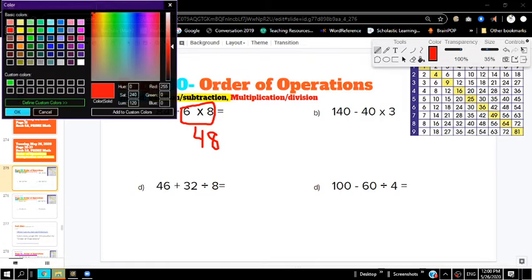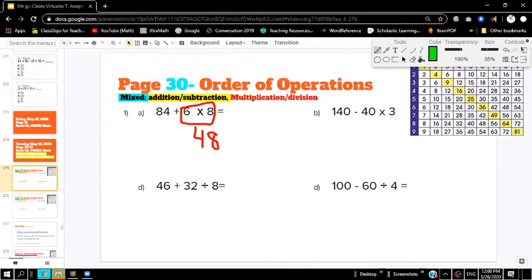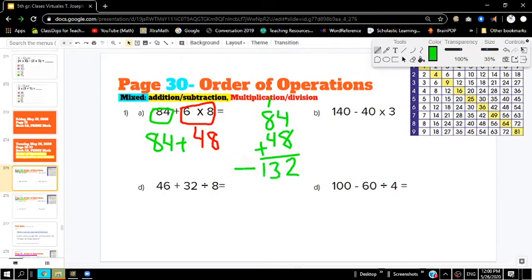And we're just going to add the next number, which is 84. So 84 plus 48 is going to be our final answer. We can do that right over here. 8 plus 4 is 12, and 8 plus 4 plus 1 is 13. So our final answer is 132.